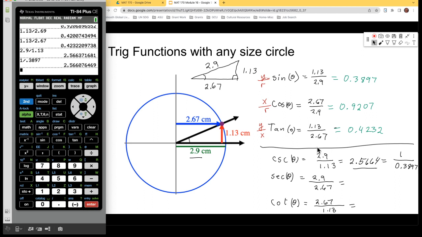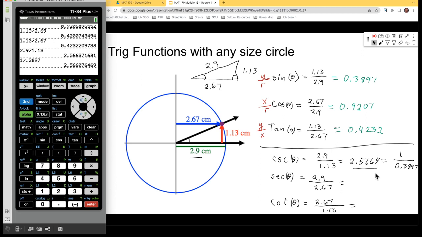Let's see, what do we get? We do get 2.5660. So you see, we're off here because of the rounding. But if you were going maybe out to 2 decimal places, you'd be fine. 3 decimal places were fine. Okay, so that's with any circle.